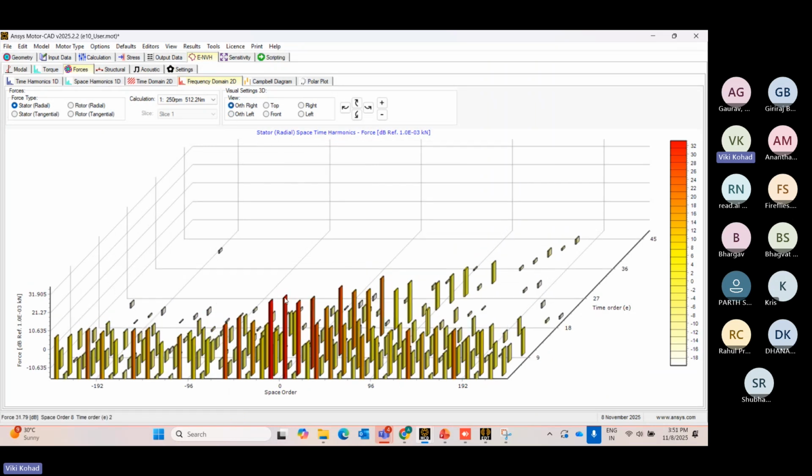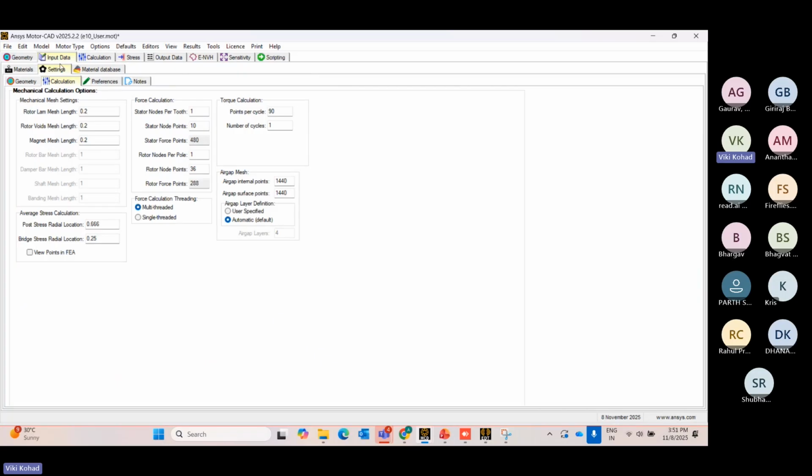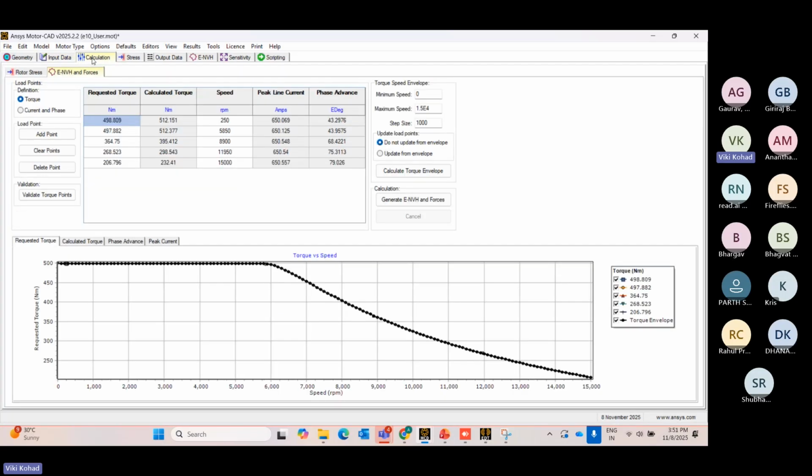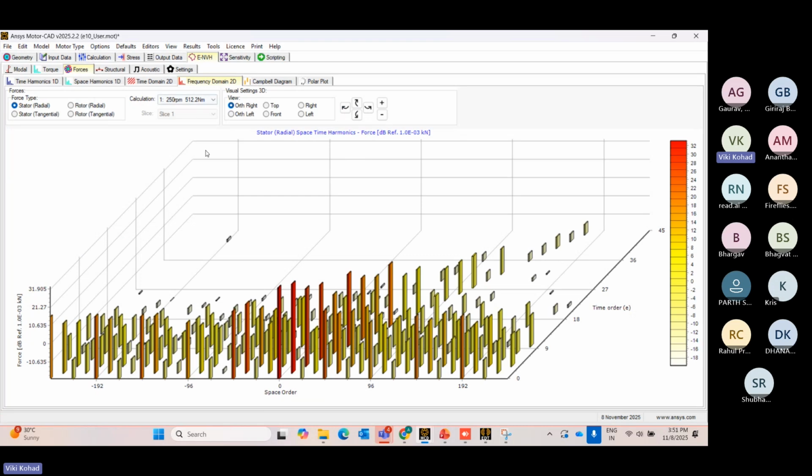Now you can see here. If you want to see clearly, then we want to see this frequency domain 2D graph clearly. So, go to the calculations of the electric NVH, and then you can see the graph.